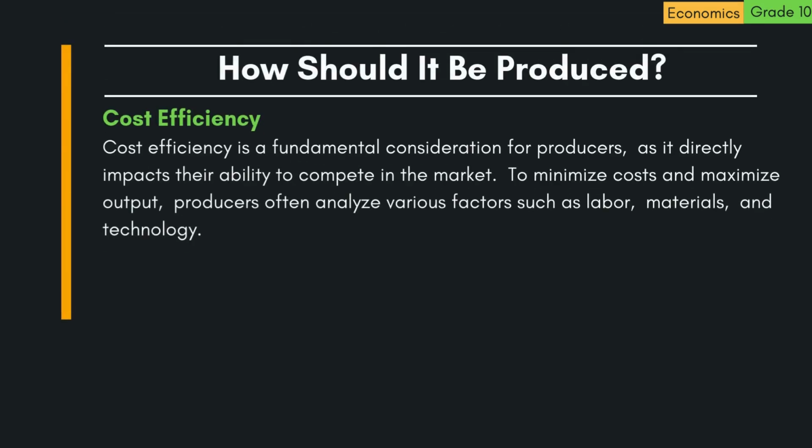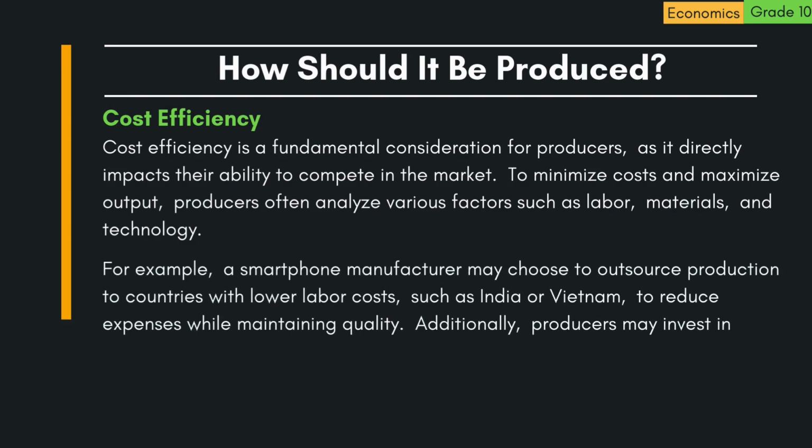B. Cost efficiency. Cost efficiency is a fundamental consideration for producers, as it directly impacts their ability to compete in the market. To minimize costs and maximize output, producers often analyze various factors such as labor, materials, and technology. For example, a smartphone manufacturer may choose to outsource production to countries with lower labor costs, such as India or Vietnam, to reduce expenses while maintaining quality.